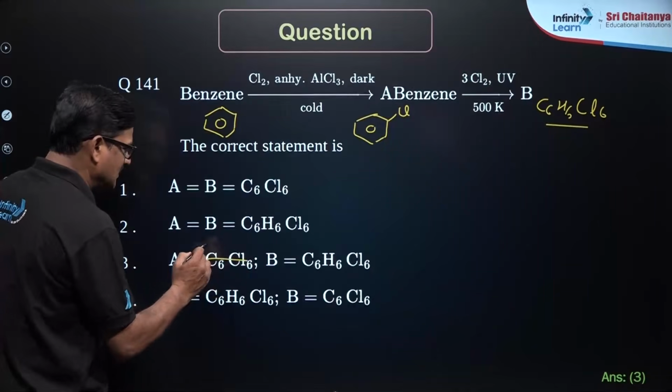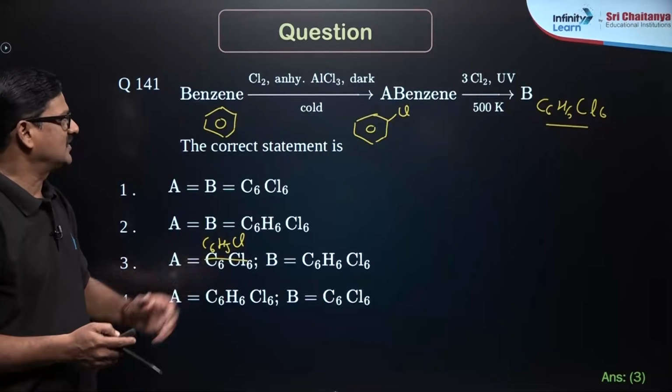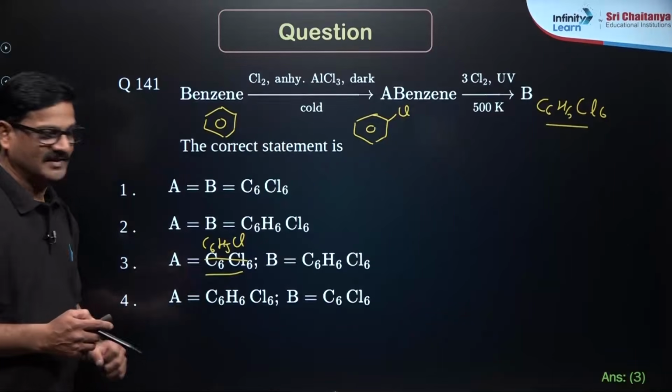Here it is going to be C6H5Cl and B is going to be C6H6Cl6. So the answer is supposed to be 3. Here a printing mistake is seen.